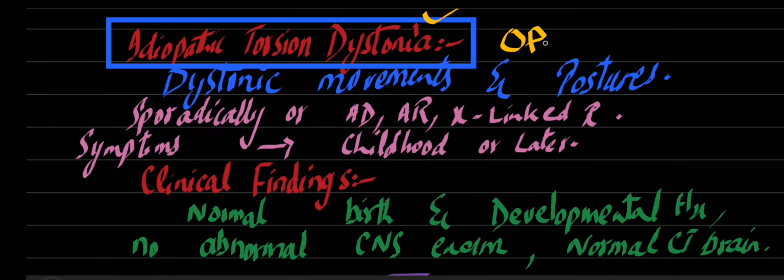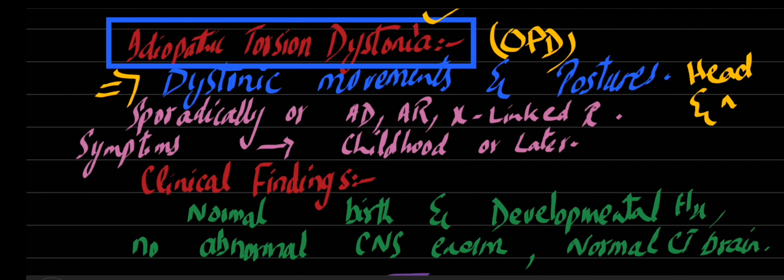In this video I will discuss idiopathic torsion dystonia. In our OPD a lot of patients with this disease come, so this topic is important if you are a clinician. In idiopathic torsion dystonia there are dystonic movements and postures of the head and neck, especially head and neck.